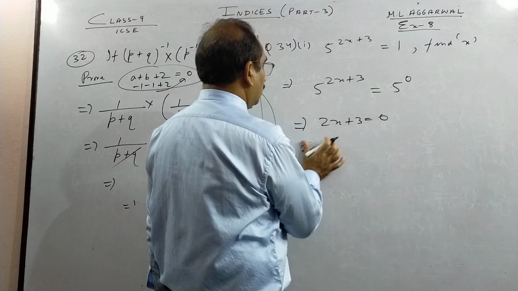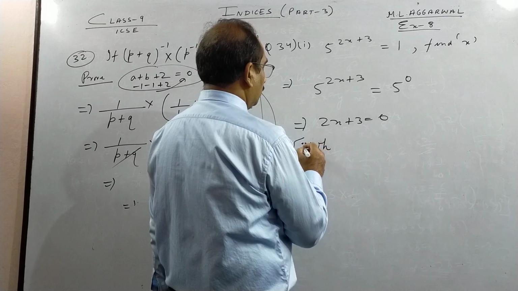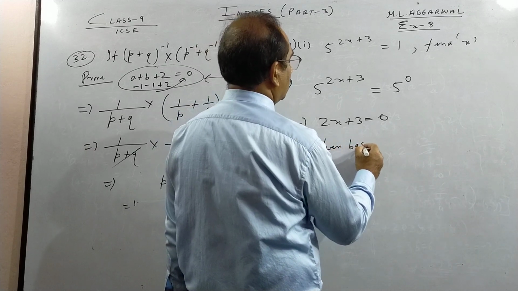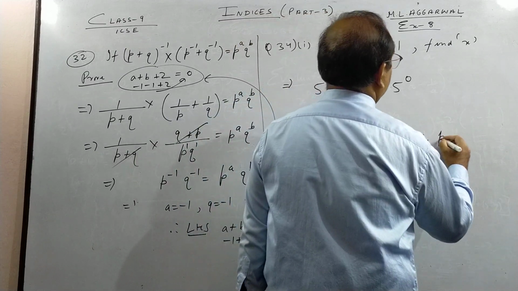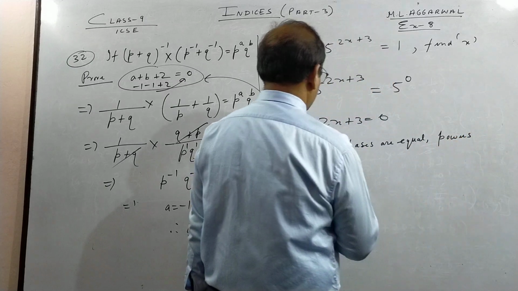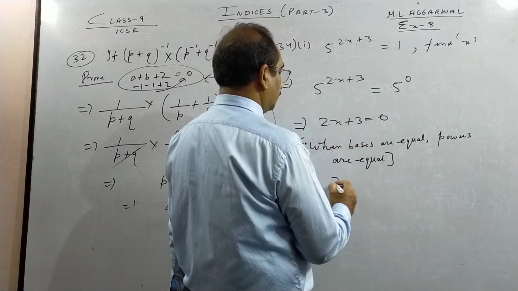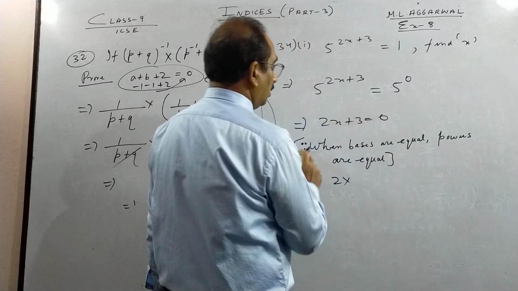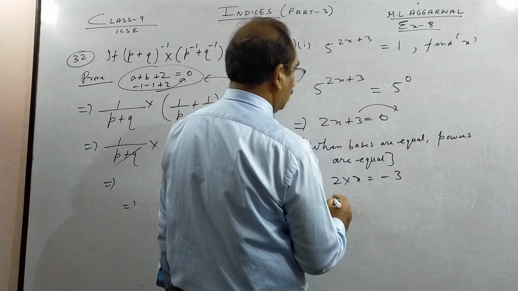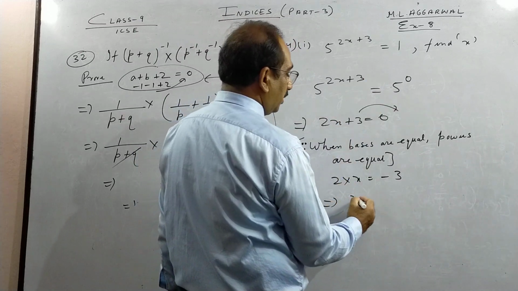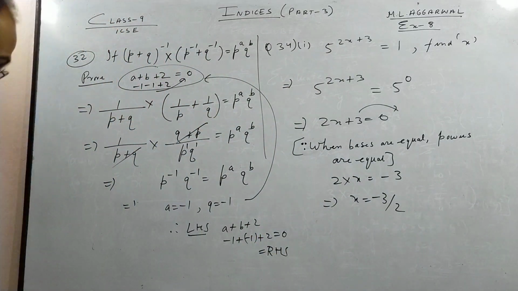So when bases are equal, powers are equal. So 2x plus 3 is equal to 0; this 3 goes to that side and becomes minus 3. So bases are equal, powers we have equated. x is minus 3 by 2. So please pause and copy.